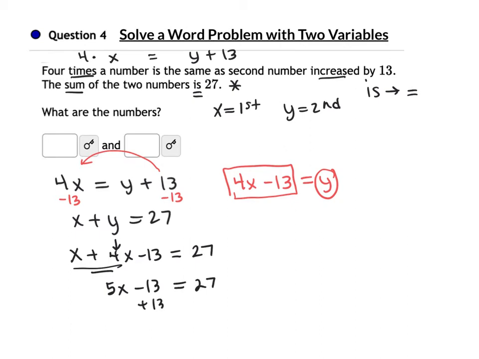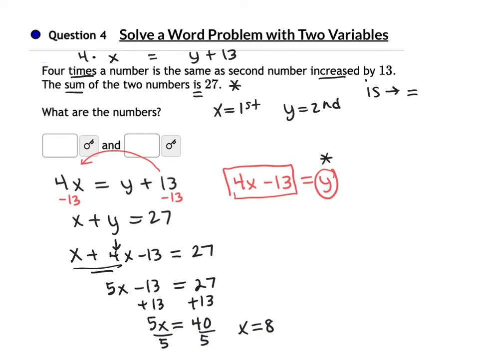Let's get x by itself. Add 13 to both sides. 5x equals 40. Divide by 5, and we get x equals 8. We have x, we just need y.